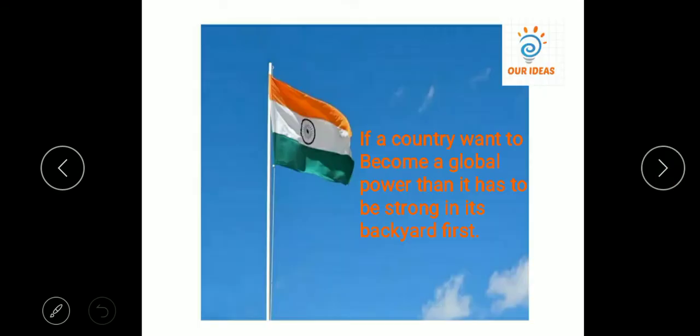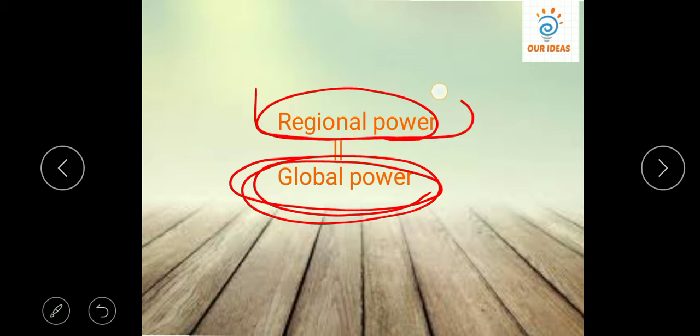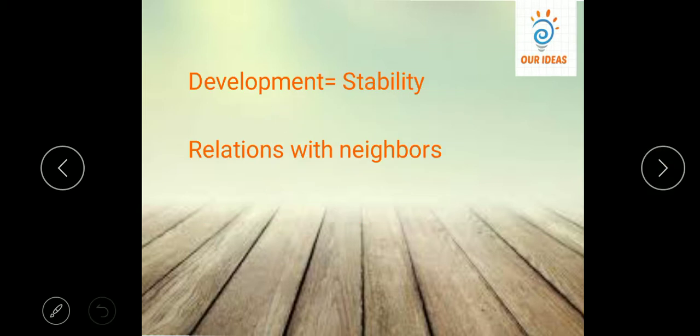So I start with the slogan that if a country wants to become a global power, then it has to be strong in its backyard. What is the meaning of this? If a country wants to become powerful at a global level, the first need is good relations, and it has to become a regional power. If a country becomes a regional power, then it becomes a global power. And how does it become a regional power? Through good relations with the neighboring countries. Then the influence of this country on that country will increase, and that will increase its image at the global level.